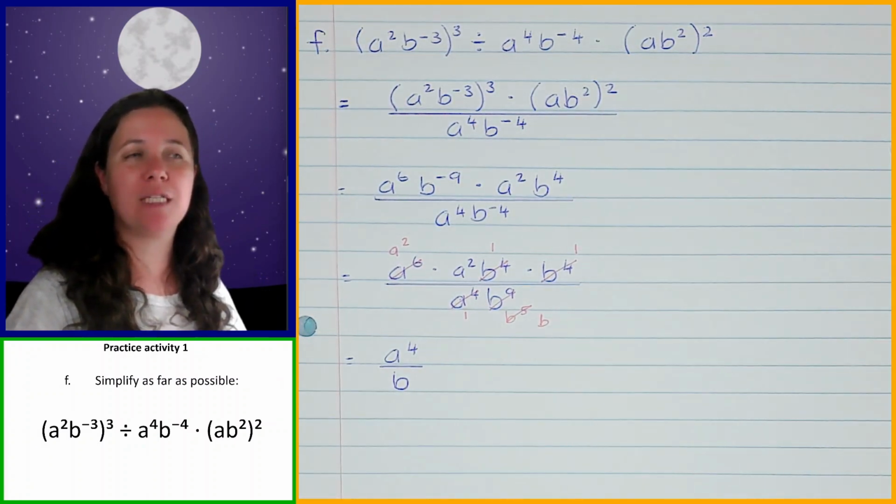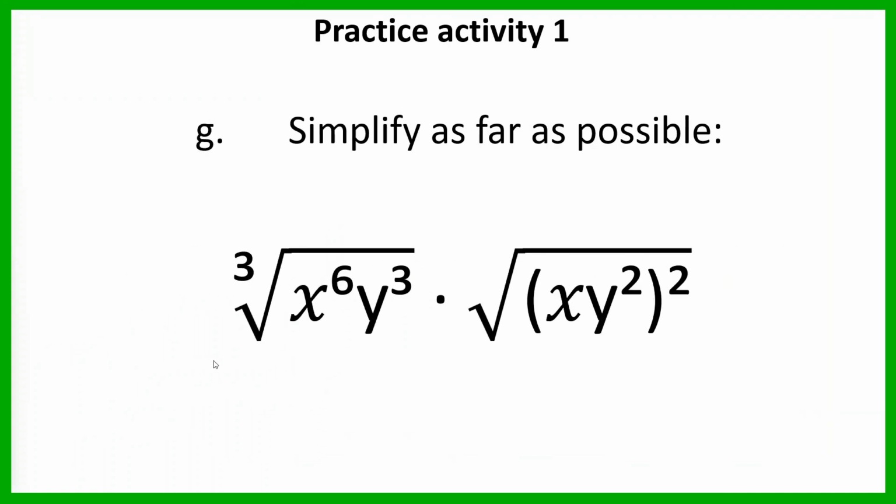Right, let's go on to the next one. Question G. You've got the cube root of x to the power of 6 y cubed times the square root of x y squared, in brackets, squared. Okay, so I'm going to give you 1 minute for this question.